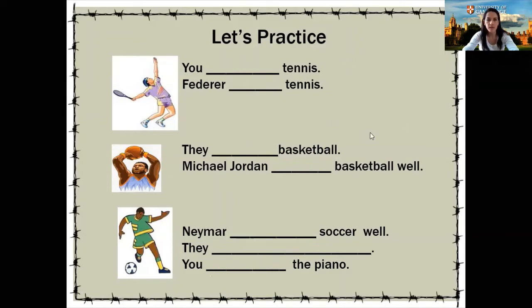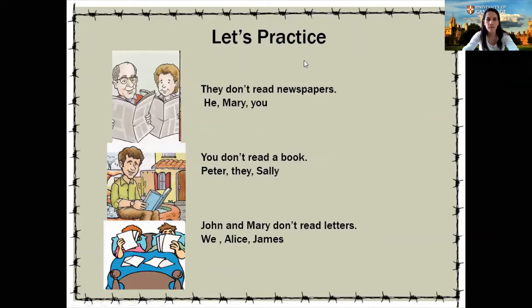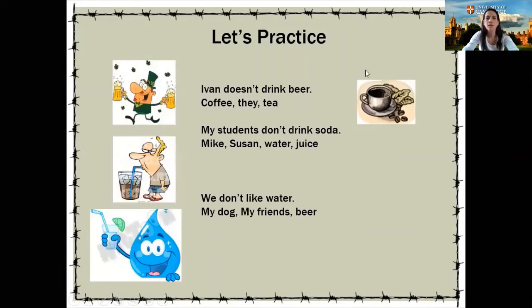Let's go with the next. Look, they don't read newspapers. He doesn't read newspapers. Mary doesn't read newspapers. You don't read newspapers. You don't read a book. Peter doesn't read a book. They don't read a book. Sally doesn't read a book. John and Mary don't read letters. We don't read letters. Alice doesn't read letters. James doesn't read letters.